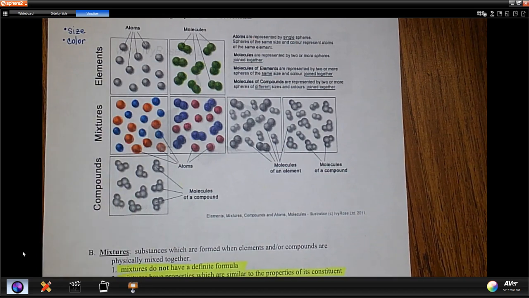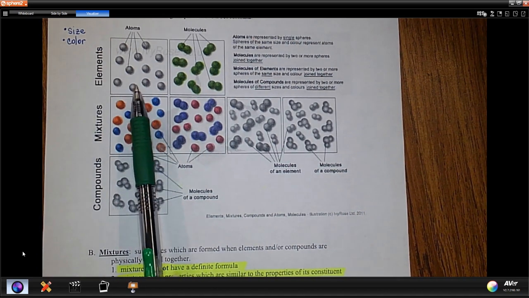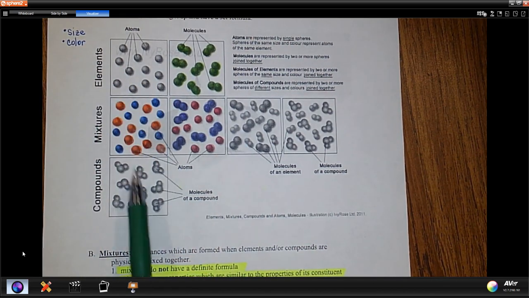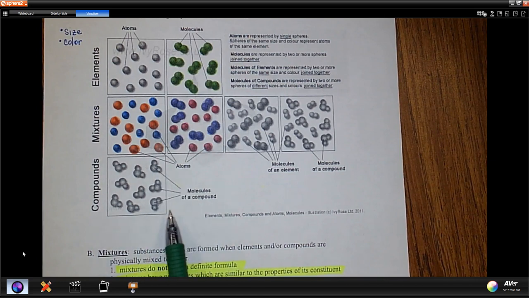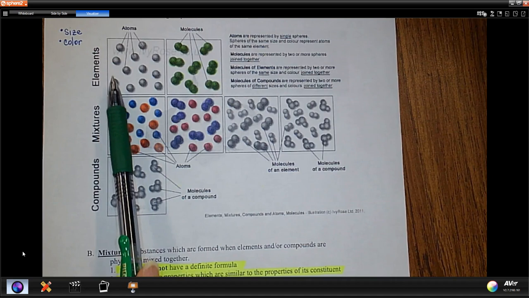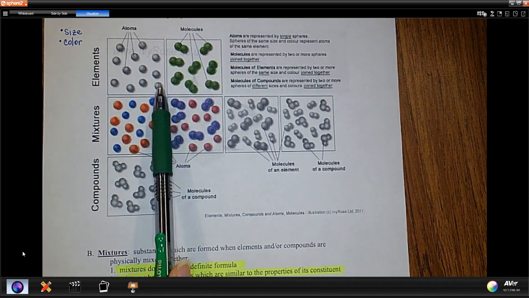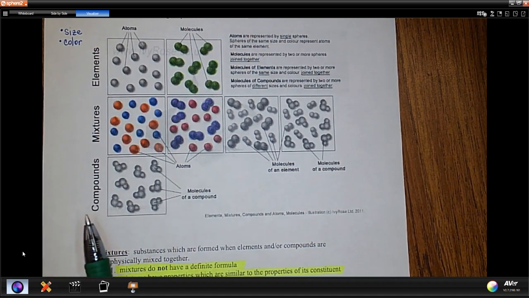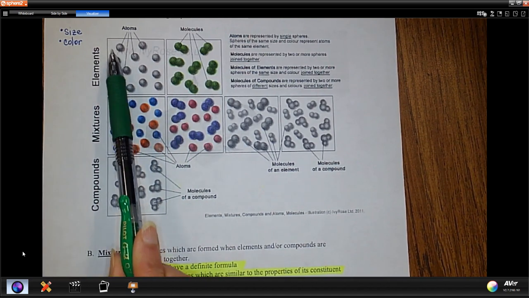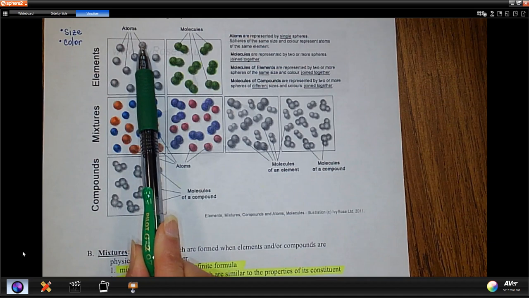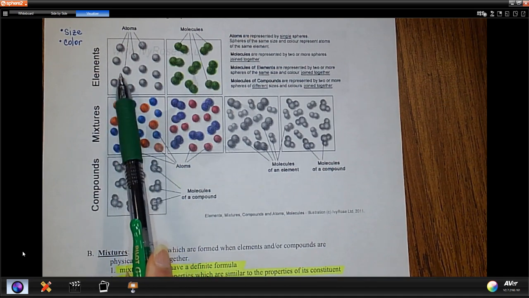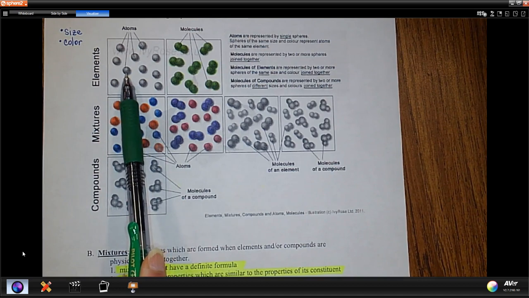So let's start off with the most basic pictogram right here. When you're looking at these pictograms, the two things that you need to focus on are size and color of these little atoms, sometimes even molecules or compounds that are present. So let's look at this. Over here in the first pictogram, you have just one sphere. So this is actually representing a single atom.